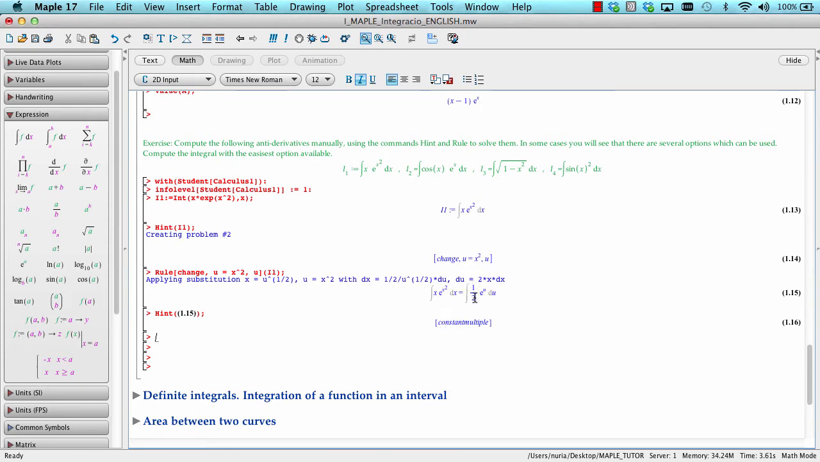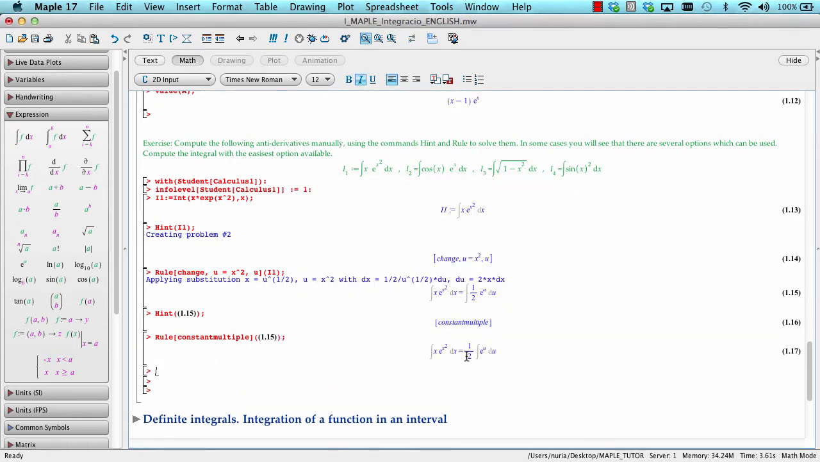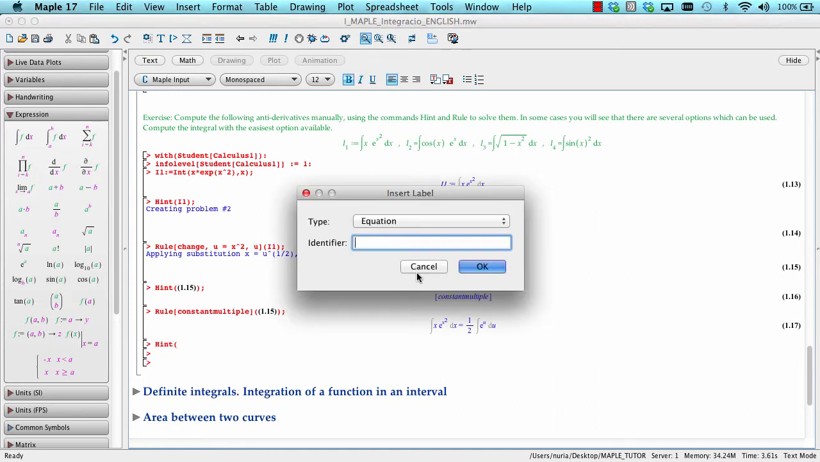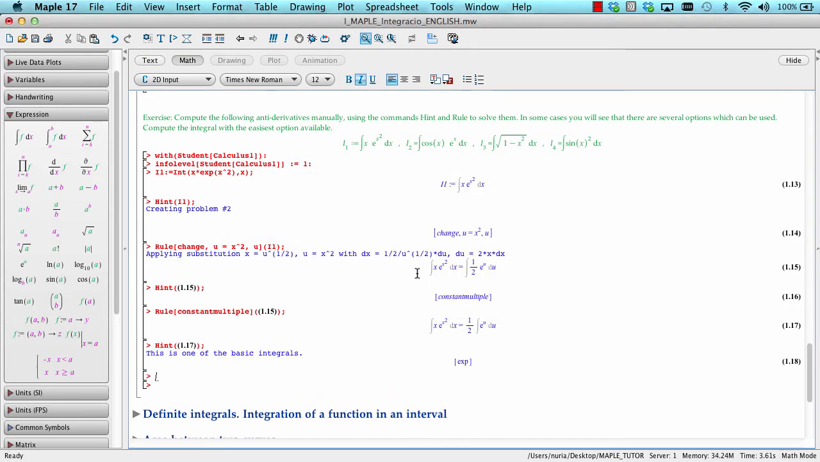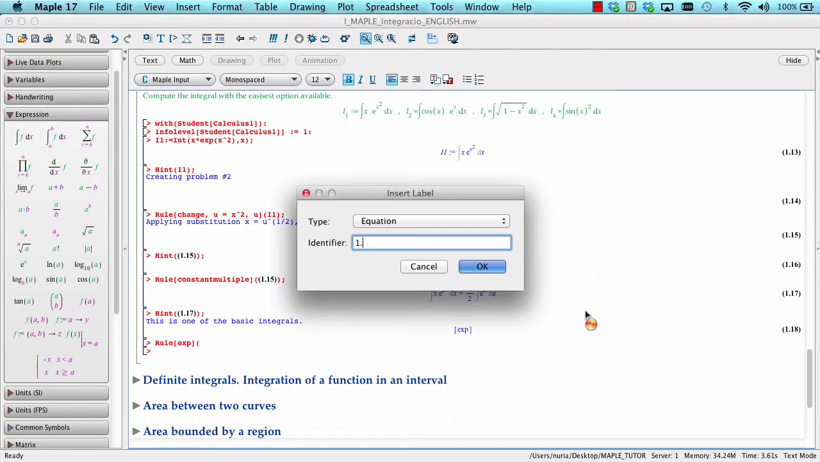Of course, Maple now is telling us that we have to take this 1/2 outside, so we apply this rule, constant multiple, again Ctrl L with respect to 1.15. Now we have the 1/2 outside, and we can go on and ask for help for equation 1.17, and it says this is a basic integral, the exponential of u, you should know that. So apply the rule of how to integrate the exponential function at expression 1.17, Ctrl L 1.17.